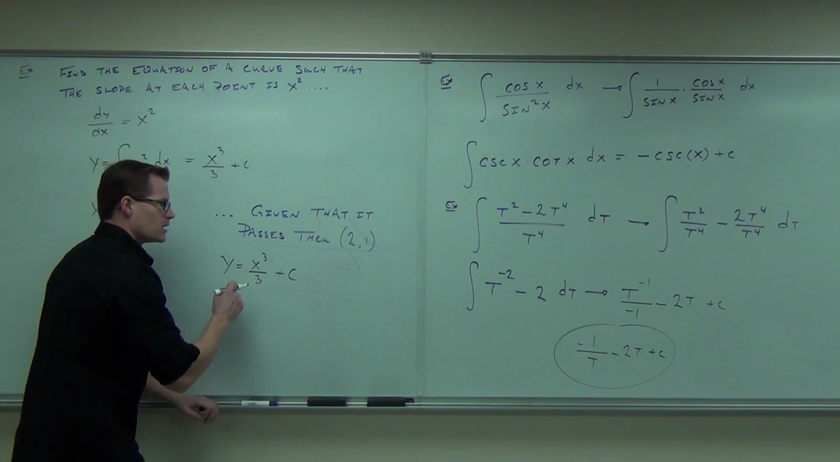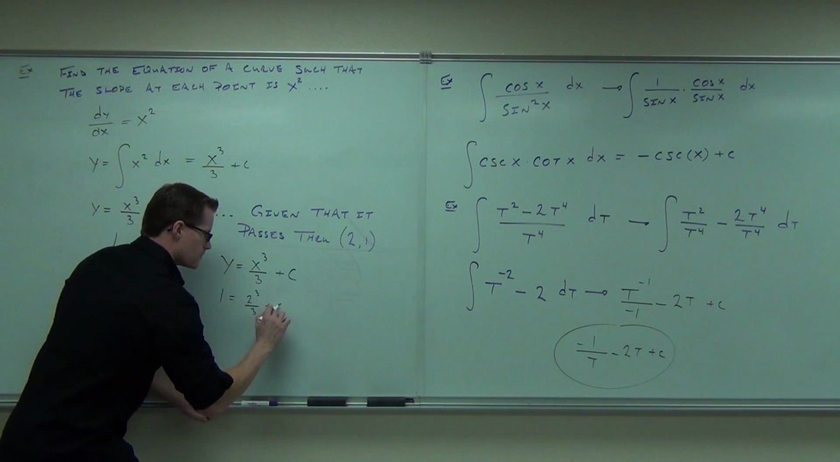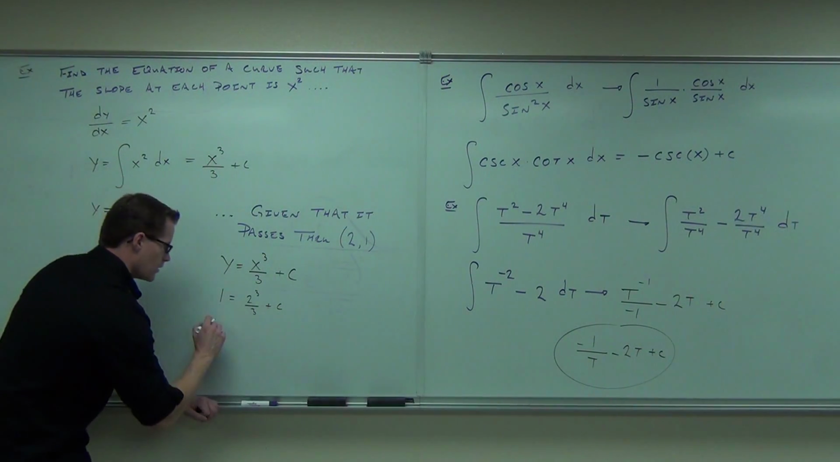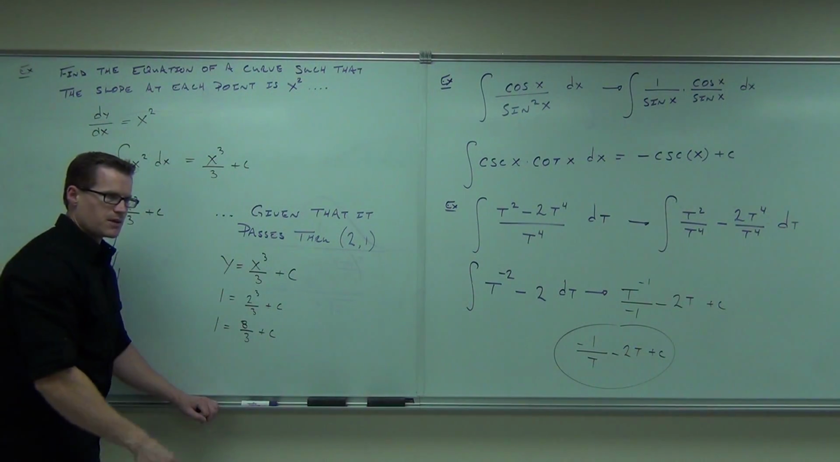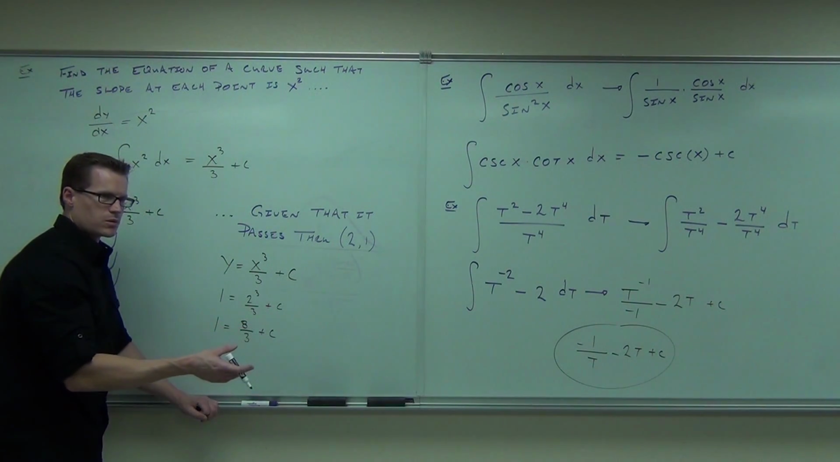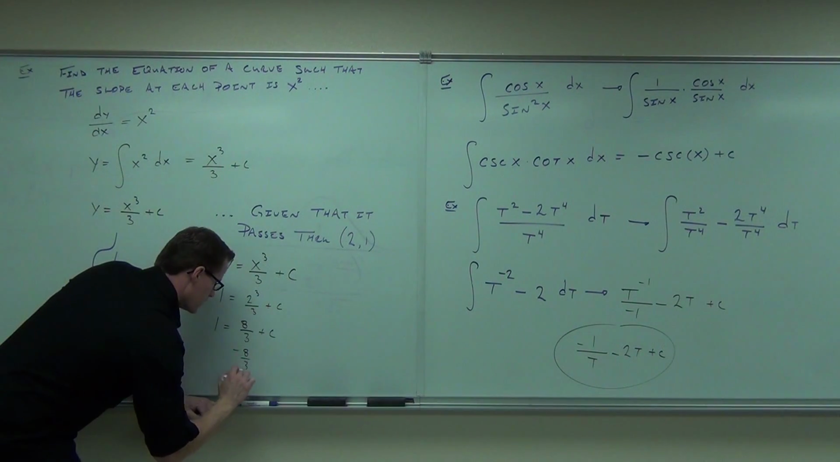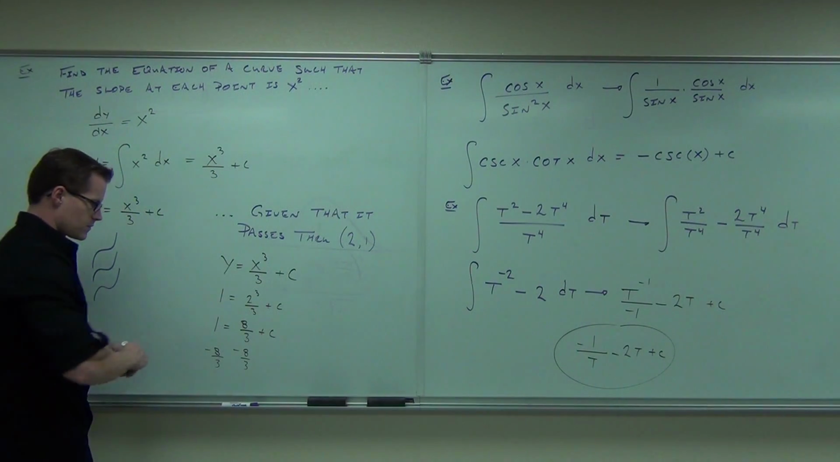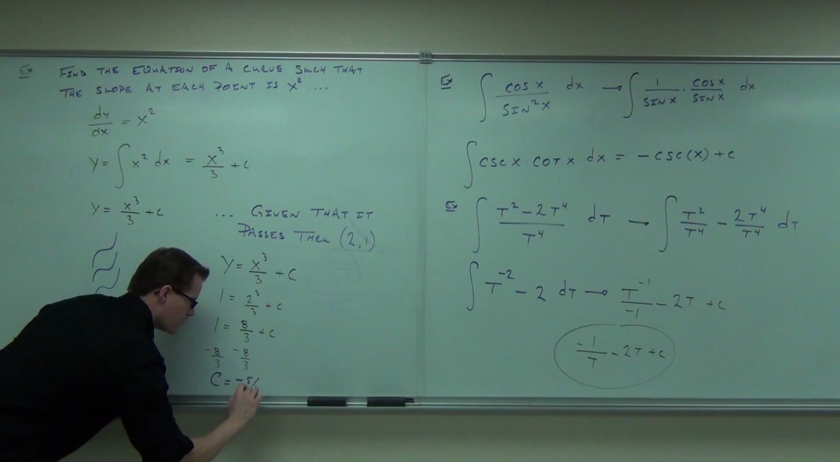So when I plug in my 1 for y, my 2 for x, let's just solve for c. If I subtract 8/3 from both sides, what do we get? Negative 5/3, something like that? Yes, no? Yes. So when I do that, I get c equals negative 5/3.